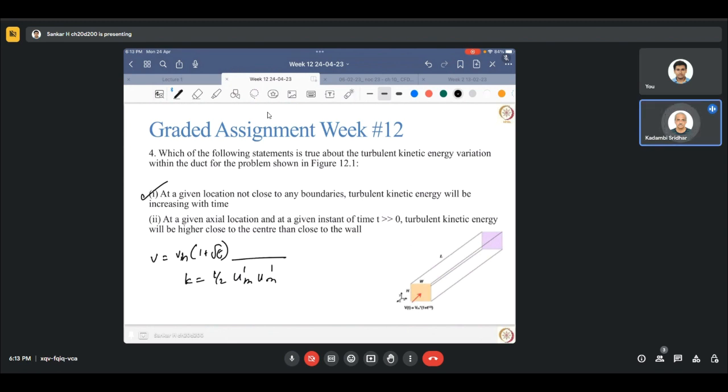Moving on to question number 5. Which of the following flows are likely to be turbulent? Flow in a circular pipe at a Reynolds number of 50,000, flow over a sphere at a Reynolds number of 50,000, flow over a flat plate at a Reynolds number of 50,000. Only the first one, because the critical Reynolds number in this case, one second, sorry about that. 50K, no? I think the critical Reynolds number here would be around 2000.